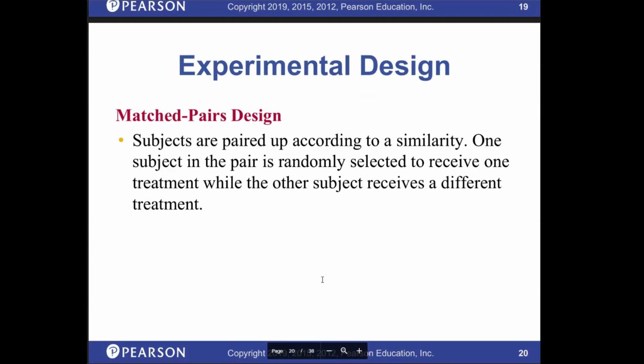And then another experimental design is the matched pairs design. Subjects are paired up according to a similarity. One subject in the pair is randomly selected to receive one treatment, while the other subject receives a different treatment.